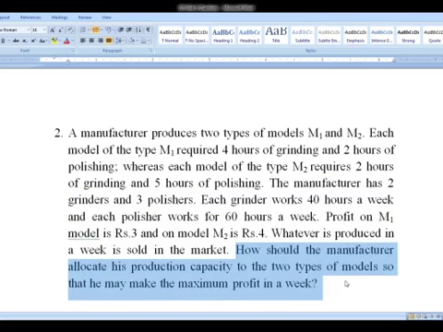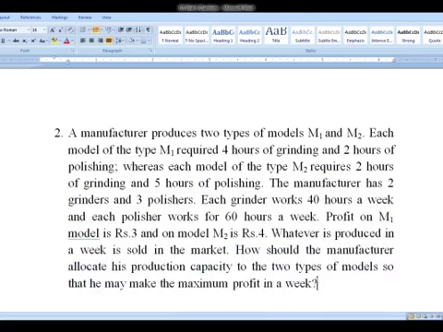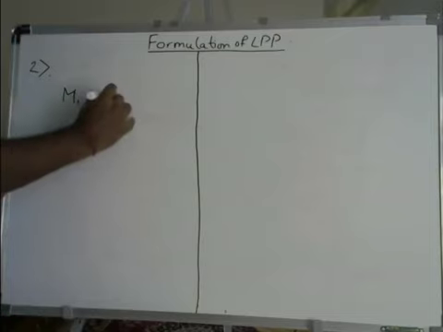But what we are going to do is we are just going to formulate this problem because as of now we are just focusing on formulation of LPP problems. So let us solve this problem. Now, the firm manufactures two products, that is M1 and there is one more product called M2.